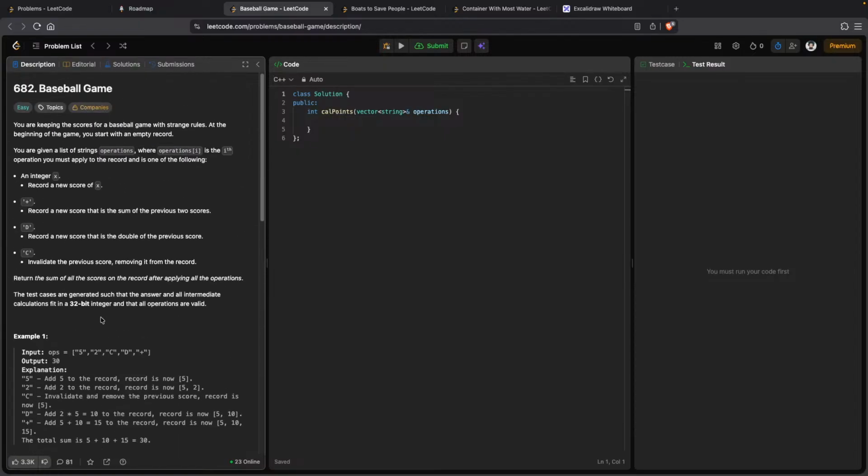I think I've got the gist of that problem, and I will try to code that. Now I can create a stack, and the stack will be of integer, because I will be storing integer values, and that is st. And then loop over all the operations, with i less than operations array size.